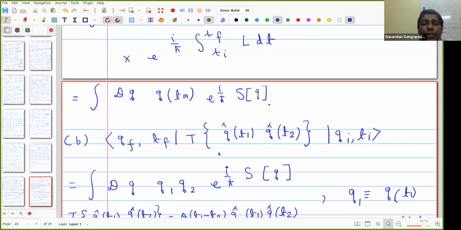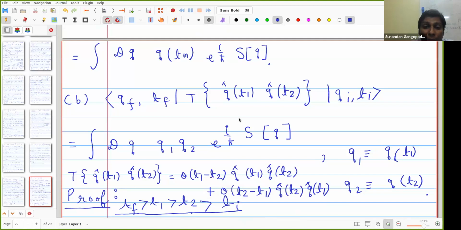Now you can ask a simple question: what happens when you put two operator insertions? So if you put two operator insertions, now there will be a subtlety. The subtlety is the following: the operator insertions are at different times, right? So one of the operators may be at an earlier time, and therefore the other operator will be at a later time. So there is an issue, and these two operators may not commute with each other. The operators at different times may not commute with each other, and therefore there is an issue of time ordering.